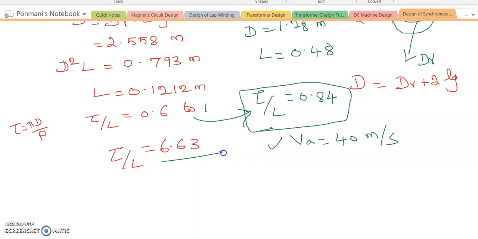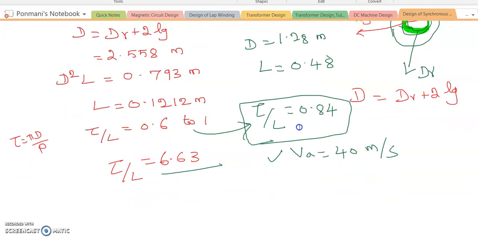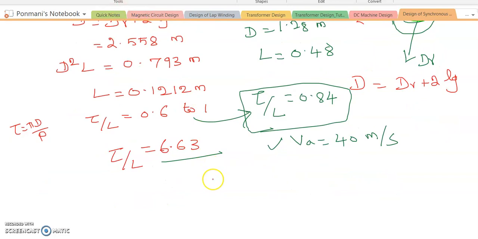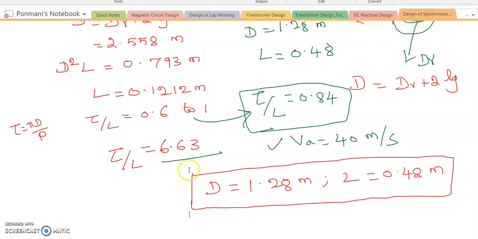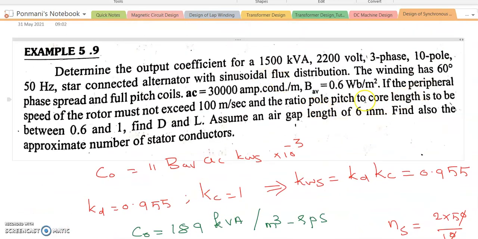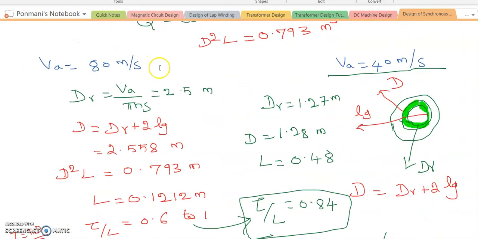So for this, the d and L values are d is equal to 1.28 meters and L is equal to 0.48 meter. So this is how we have to select d and L based upon the peripheral velocity, because it is a turbo alternator. In this problem, the criterion given is the pole pitch to core length ratio, that is tau by L, between 0.6 and 1. So based on that, we have found this d and L.